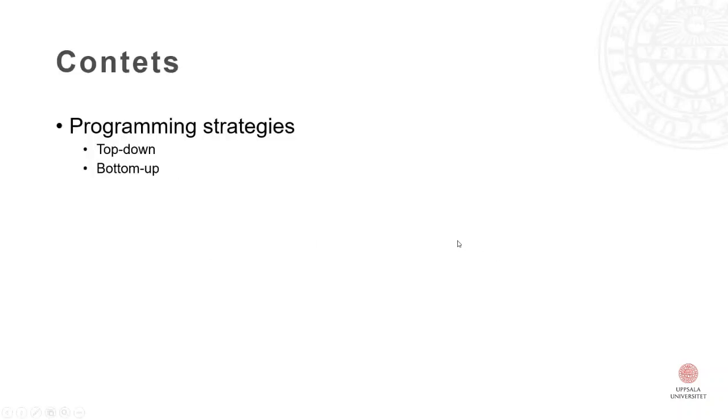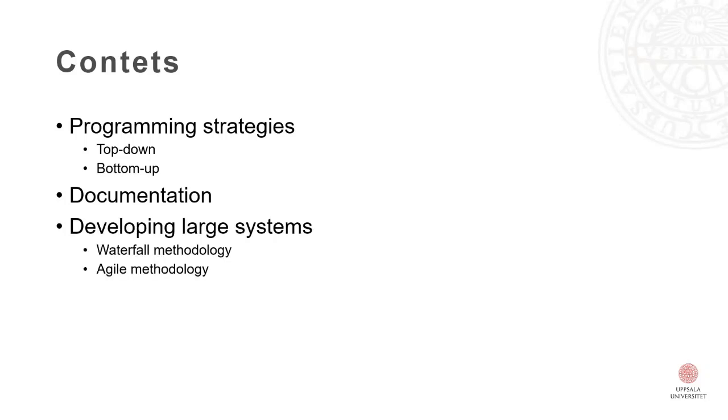So more specifically, today I want to talk about two programming strategies, which are called top-down and bottom-up. These two strategies are also defined in other fields, doing other projects and tasks, but here I want to talk about what they mean when it comes to programming. And I want to also talk about documentation and why it is important to always document the program that you have written. And last, I will talk about developing large systems and what methodologies can be used for developing large systems.